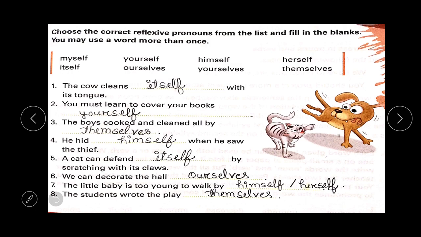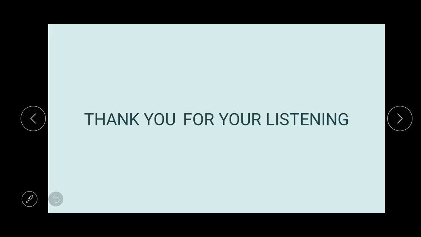So students, write down the exercises in your classwork copy mentioning today's date and also the topic. So students, with this we have finished our today's class, and in tomorrow's class we shall discuss the next and the last type of pronoun.